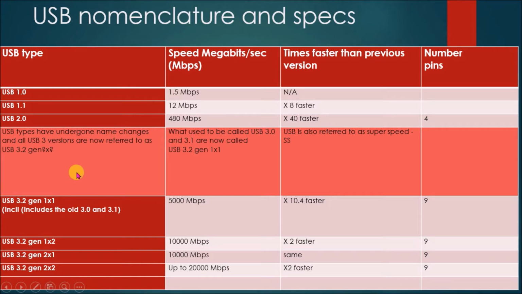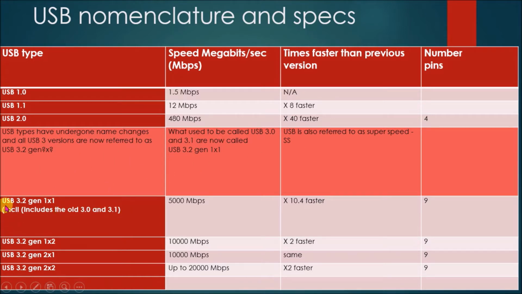Now, concerning the name changes, all USB 3 versions are now referred to as USB 3.2. Doesn't matter if they were called 3.1 in the past or 3.0, they're now all 3.2. The versions of them are distinguished by this postscript, which is Gen something x something. So what used to be USB 3.1 and 3.0 is now called 3.2 Generation 1x1. And USB 3 is also referred to as SuperSpeed, SS. So that's something to bear in mind.